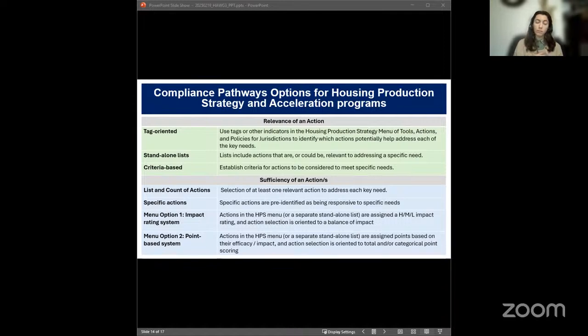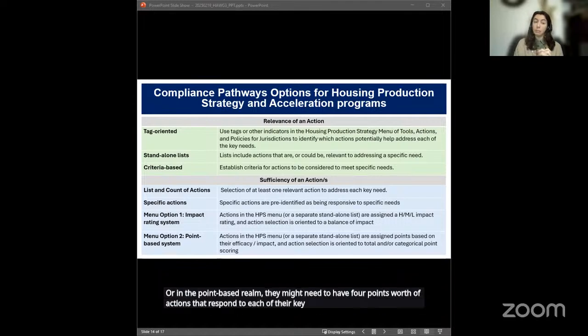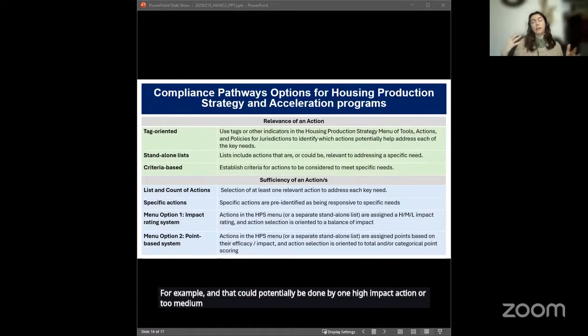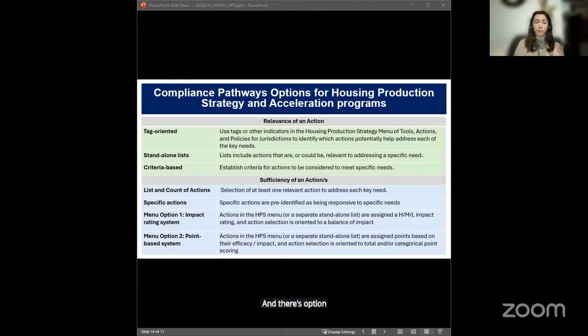Or in the point-based realm, they might need to have 4 points worth of actions that respond to each of their key housing needs, for example. That could potentially be done by 1 high impact action or 2 medium. But I'm talking conceptually there, because in the point-based framework they would be given points instead of high, medium, low. So 2 2-point actions, or maybe there's 1 4-point action. And there's space and flexibility for the local government to have some refining of what route they really take.